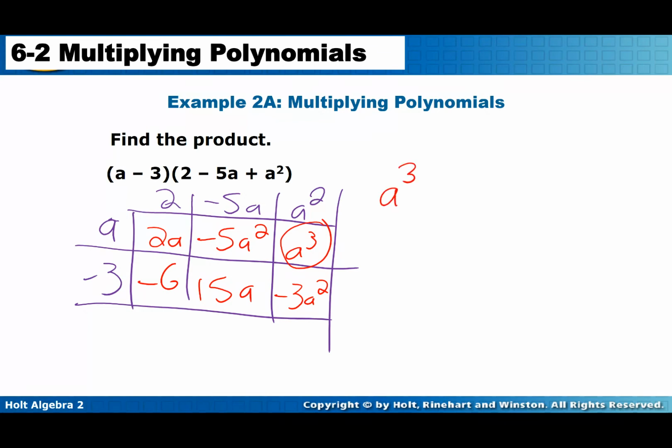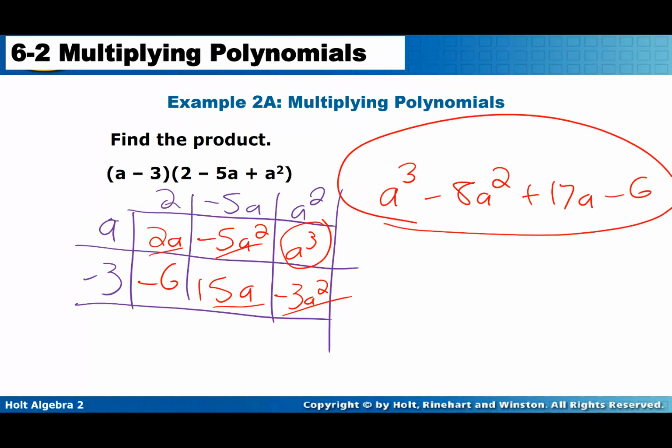Then I'm looking for my a squareds, and I got two a squared terms here, negative 5a squared and negative 3a squared. So negative 5 minus 3 makes negative 8a squared. Then I'm looking for my a terms, so 15a and 2a. They're both positive, so 15 and 2 makes 17a, and then I've got my minus 6.